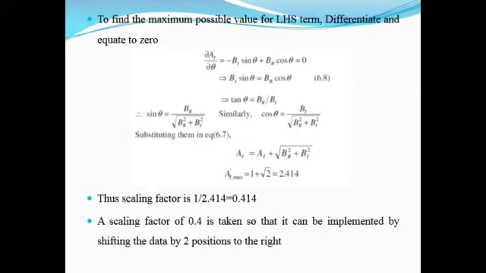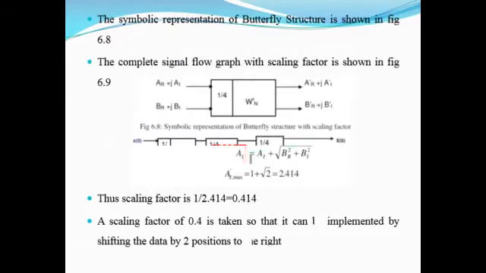So the scaling factor of 0.4 is taken so that it can be implemented by shifting the data by 2 positions to the right. That is what we do in scaling this to 0.4. So scaling of 0.4 is considered here by shifting the data by 2 positions towards right.